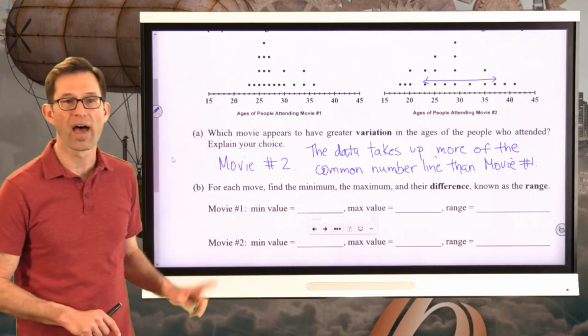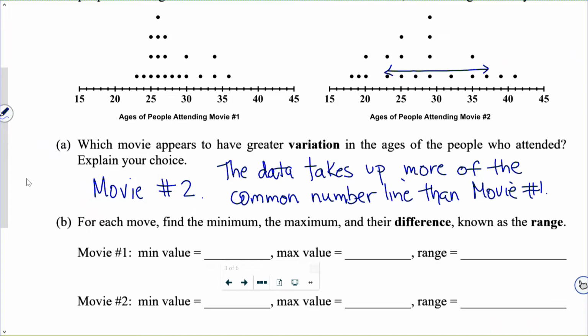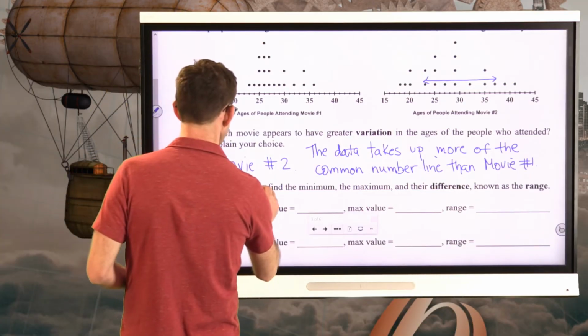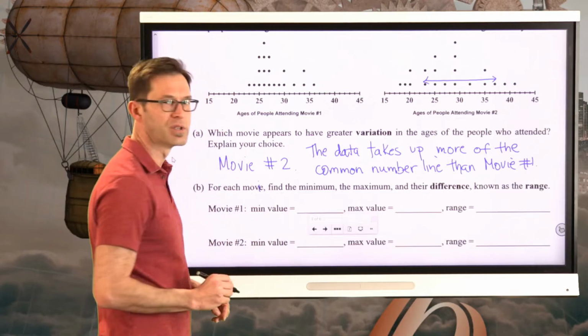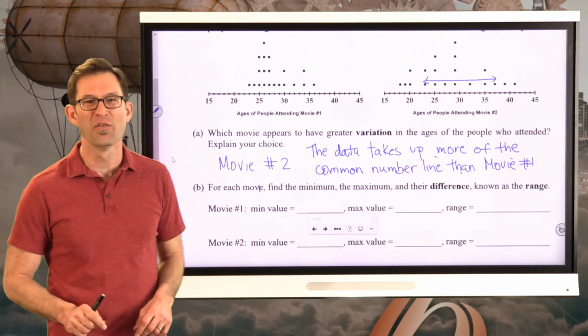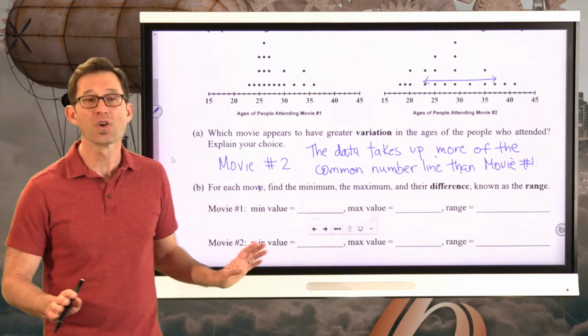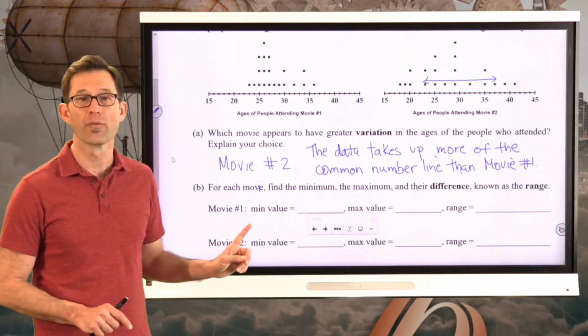So let's talk about that in B. For each movie, find the minimum, the maximum, and their difference, known as the range. This actually, for some reason, says for each move. It's really for each movie. For each movie, find the minimum, the maximum, and their difference, known as the range. So that's easy enough.